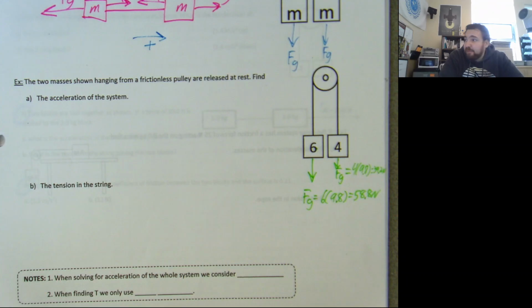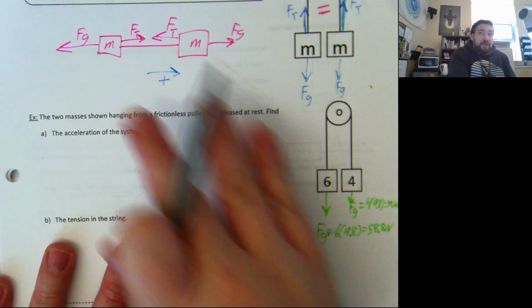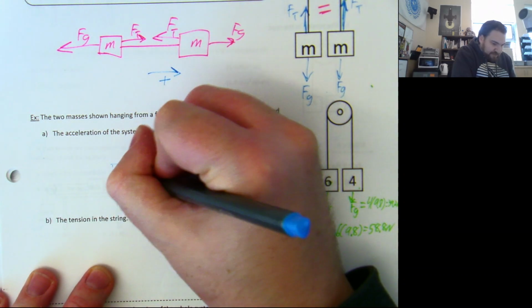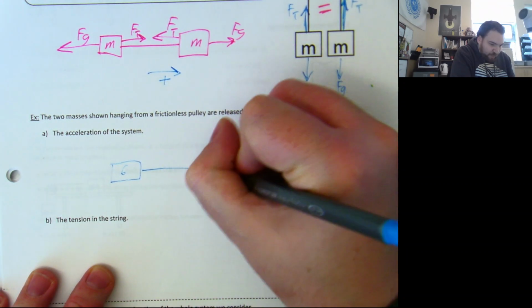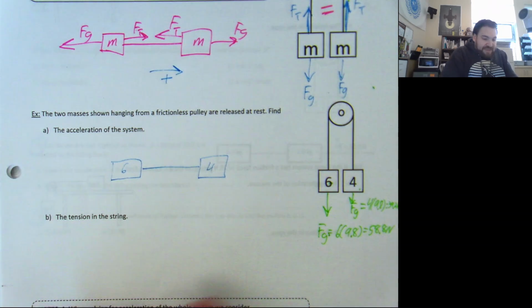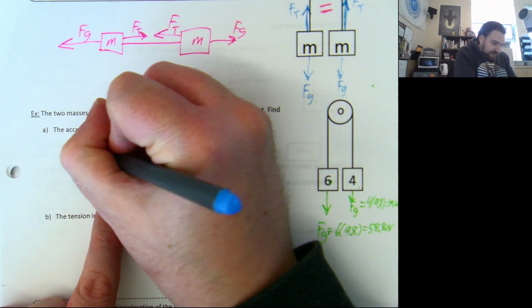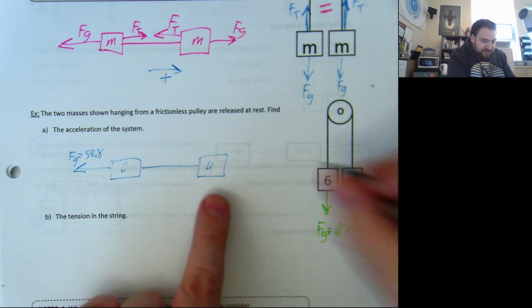So what's going to happen to that system of blocks? Yeah, the 6 is going to fall down, and the 4 is going to rise. So if we were to analyze it this way, we take these guys, we pop them off, we place them down, we rewrite these. There's my 6 attached via rope to the 4. This Fg is now acting to the left. This Fg is acting to the right.